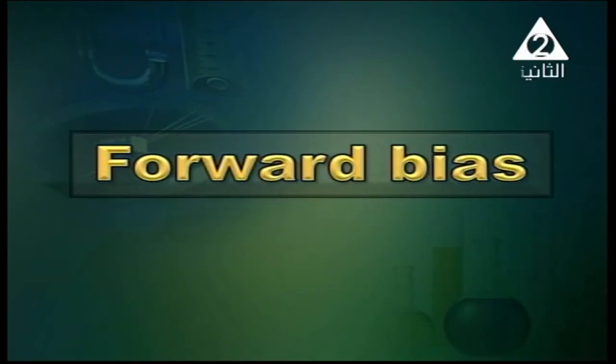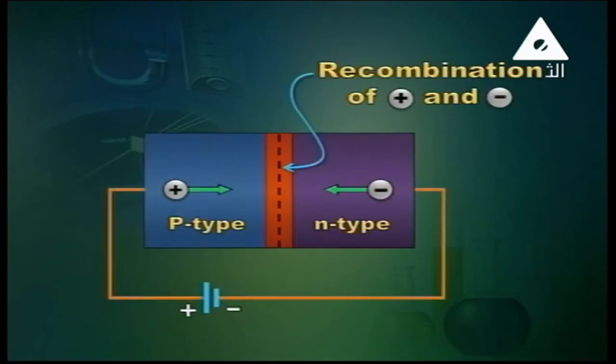We'll start with the forward bias. In forward bias, the N-type crystal is connected to the negative electrode of the battery. P-type is connected to the positive one. What happens? The depletion layer decreases, barrier potential decreases, and current flows. In this mode, the PN junction allows the current to flow. It acts as if it is a closed switch.